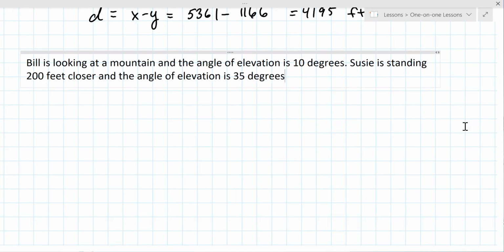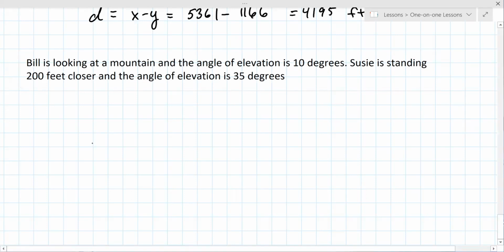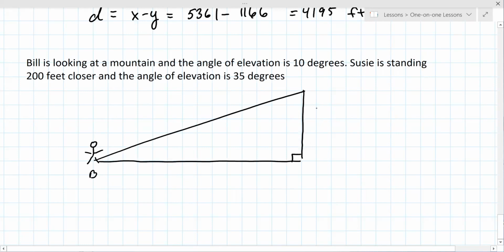Okay, so there's really two pictures you could draw, and they're both correct, but one is easier. So here's Billy, and he's looking at the top of a mountain. We don't know its height, and the angle of elevation is 10 degrees. Then Susie's right here. And this right here is 200 feet, and she's looking to the top of the mountain, and that's 35 degrees. Okay, I separated them.